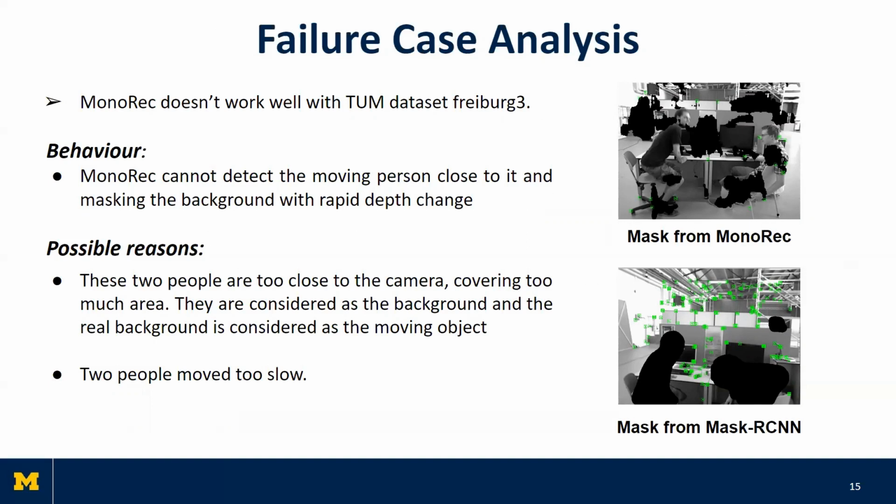We have proposed two possible reasons for that. The first reason is that these two people are too close to the camera, covering too much area. In this case, they are considered as the background instead of the real background, which means the real background is actually considered as the moving object. Another possible reason is that the two people are just moving too slowly so that MonoRec cannot recognize them.